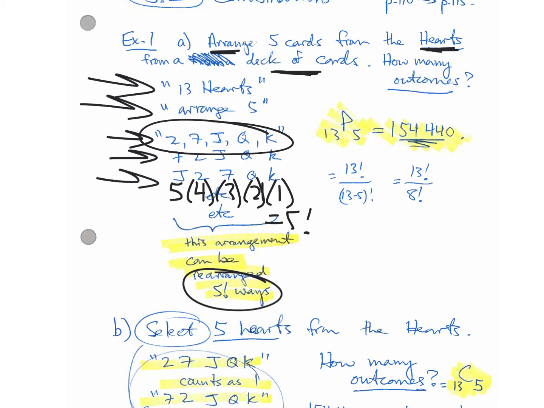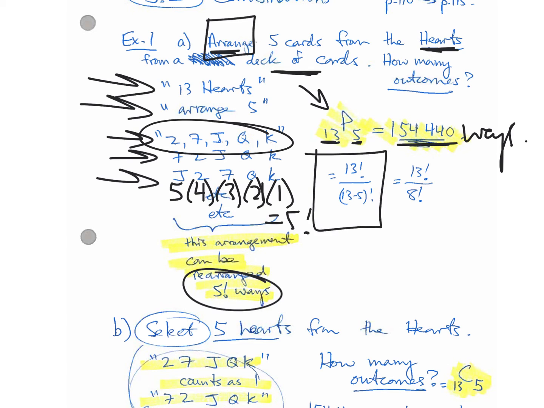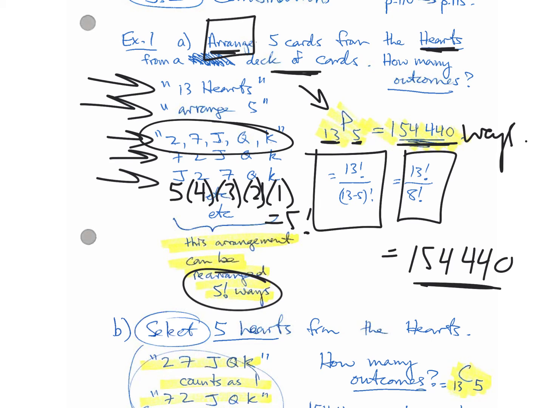But because the example is asking for an arrangement, those are different ways. Using the permutation calculation, we end up with 154,440 ways to arrange 5 hearts from the 13 available hearts. The calculation looks like 13 factorial over 13 minus 5 factorial, which reduces to 13 factorial over 8 factorial, which equals that count of 154,440.